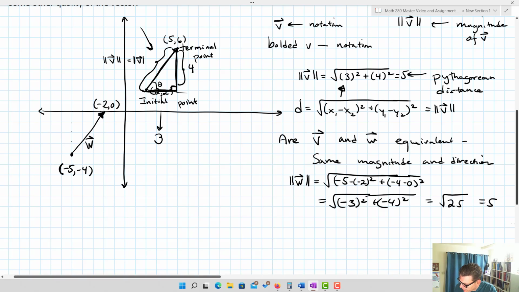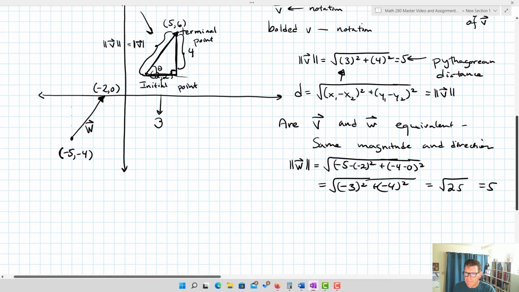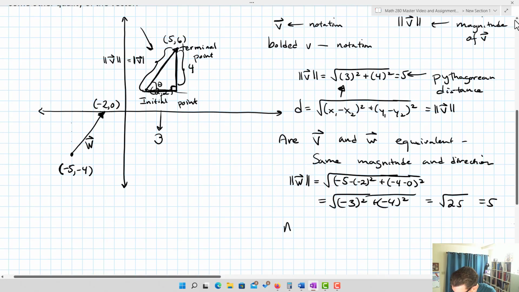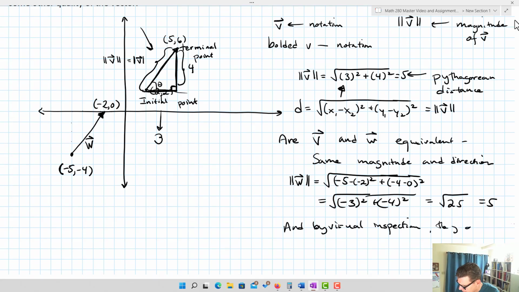And in fact, by visual inspection, they are in the same direction. Like I said, we'll get a little bit more concrete about that in just a bit. So those two are equivalent.